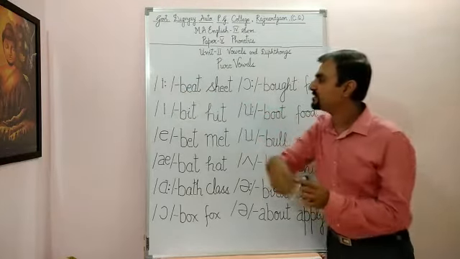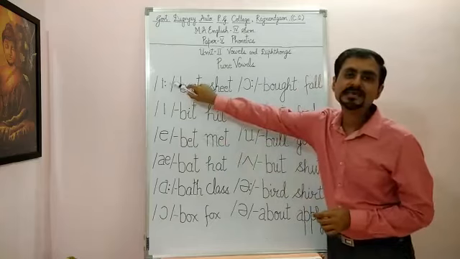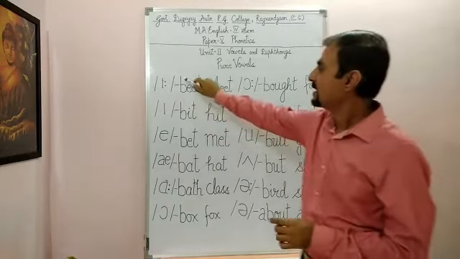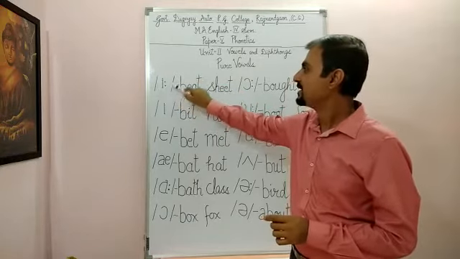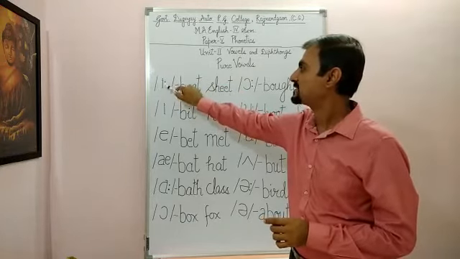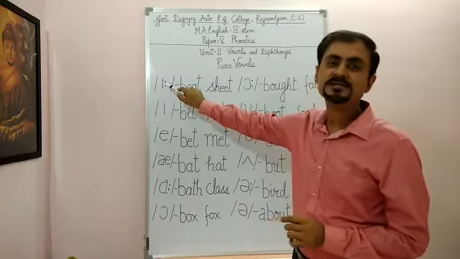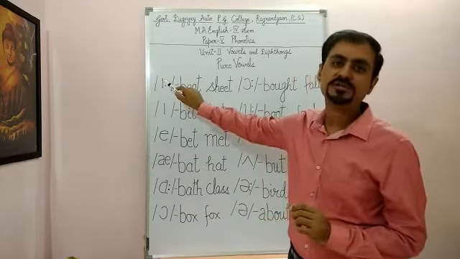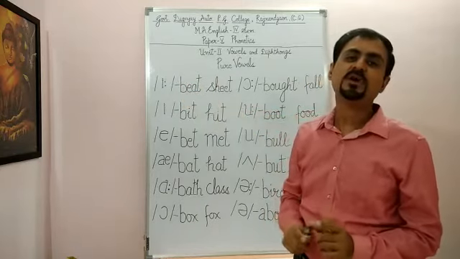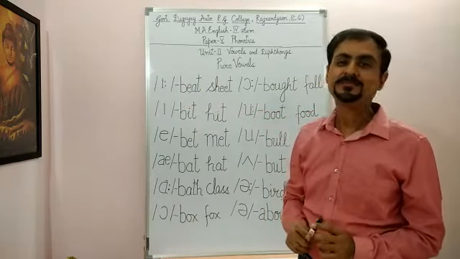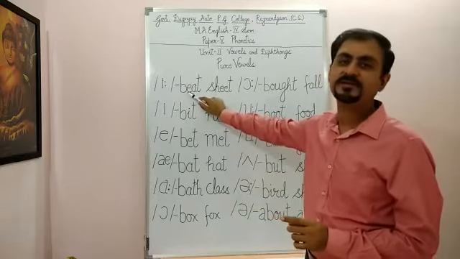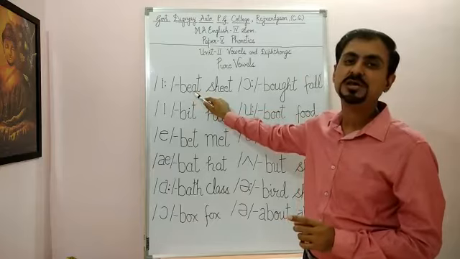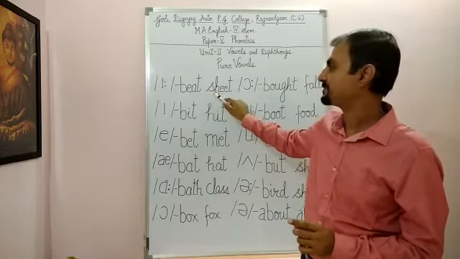So the first vowel, that is /iː/. It is a long vowel and it is enclosed within slant lines. The symbol you can see is a small letter i with a colon. So that makes the symbol of the long vowel /iː/. And you can hear it in the word beat. /iː/ as in beat, /iː/ as in sheet.